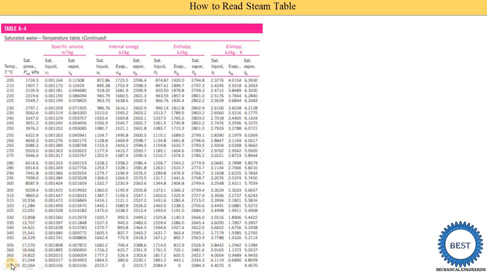On the second page, it is given for the temperature 373.95. So here you see the various ranges of temperature are given.